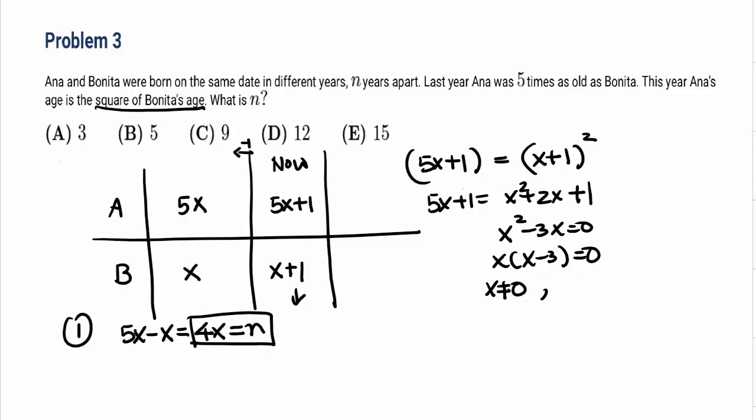The only value of x is 3. But they're asking you to find the value of n, not 3. The value of n is 4 times 3, which is 12. So that's why we got 12.